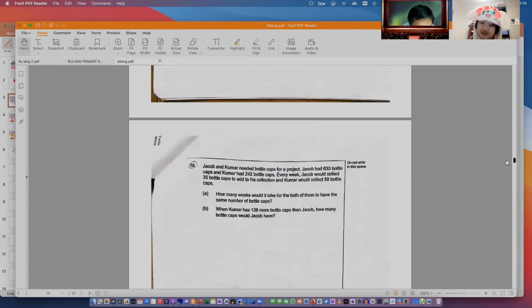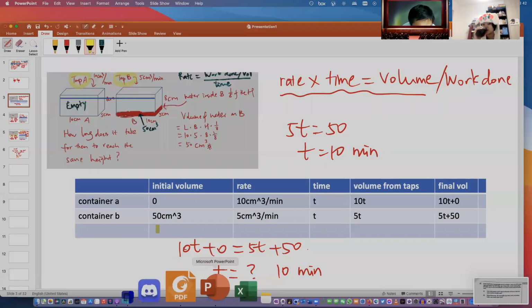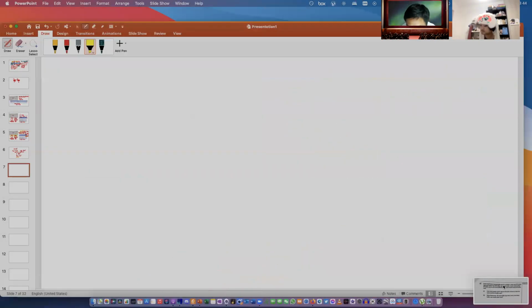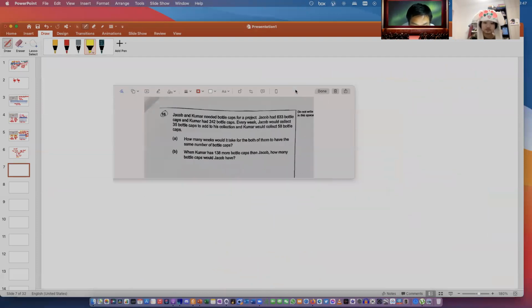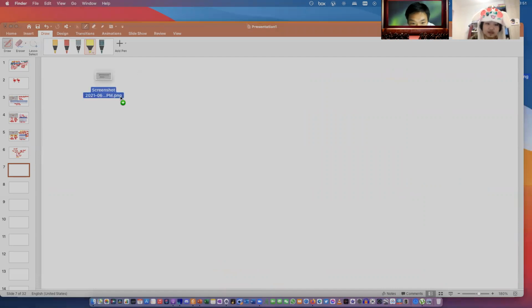Here. Sorry. Okay, let me just get this question onto the PowerPoint. So I'm going to make use of the first method to solve this. Done. Drag it to here.